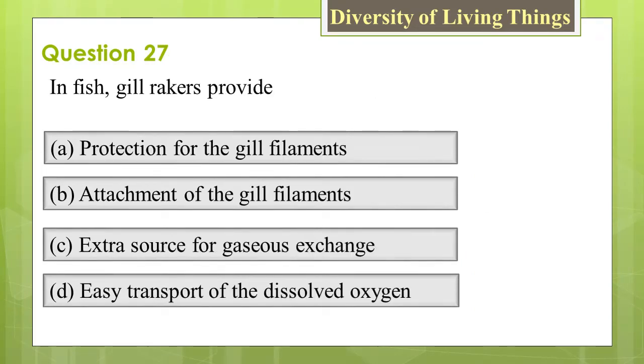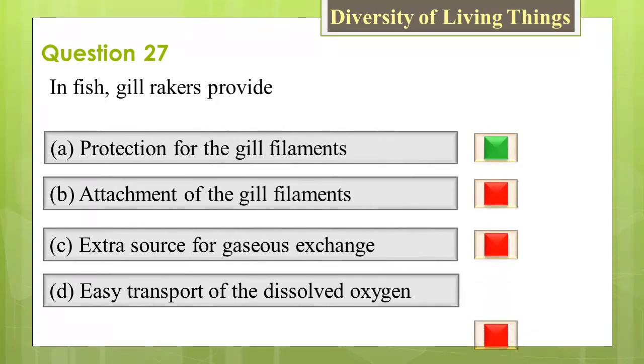Question 27. In fish, gill rakers provide A. Protection for the gill filaments. B. Attachment of the gill filaments. C. Extra source for gaseous exchange. D. Is a transport of dissolved oxygen. Which of the following alternatives is the best alternative? The best alternative is A. Protection for the gill filaments.